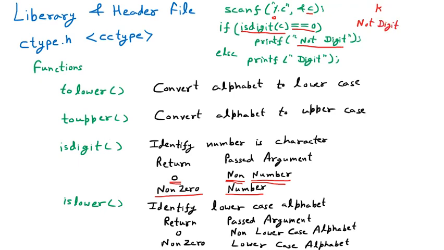Let us suppose the user passes 5. Now inside c we are having 5, and obviously we know that for a number we get a non-zero value, which can be 1, 2, anything. So here 1 is not equal to 0, so the else part will run, and it will say it is a digit. So this is how we can make a small program to check the isdigit function.